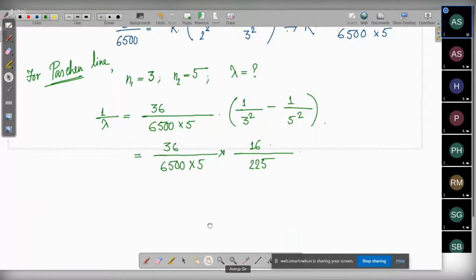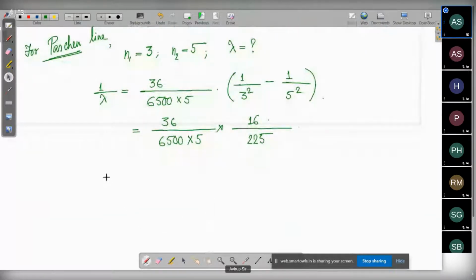So this is your total value. From here find out the lambda. Lambda will be just the inverse of this value. So 6500 into 5 into 125 divided by 36 into 60. So this you have to calculate in order to get to your answer.